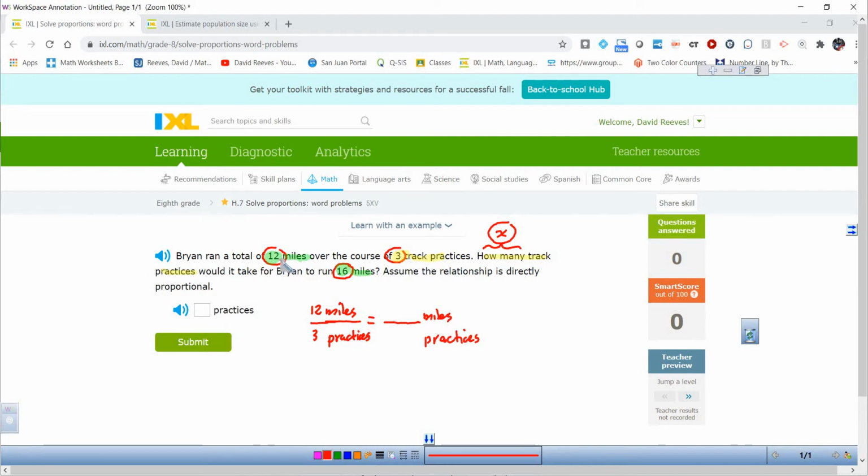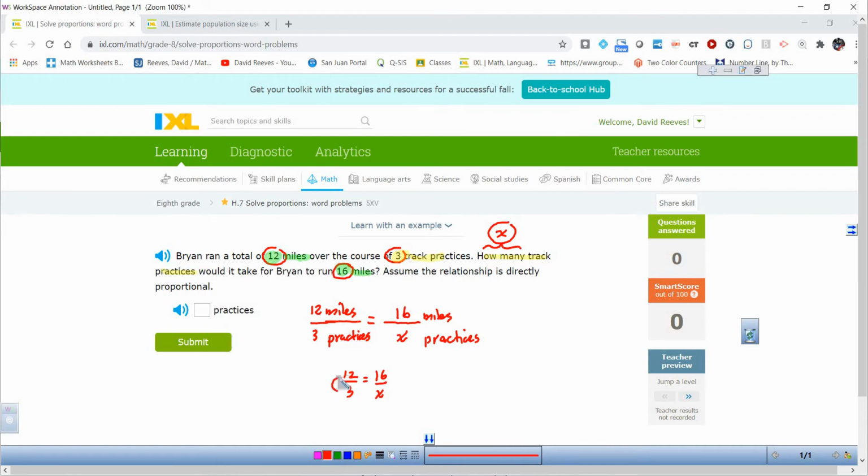Because we want equivalent ratios. So what do we know? 12 miles goes with 3 practices. Well, 16 miles goes with what? X practices. So there's our proportion. 12 over 3 equals 16 over X. And now you can dive in and do these however you would like to. In the previous video, I went over lots of different ways you can solve these proportions, right?